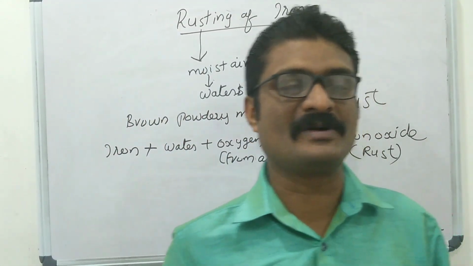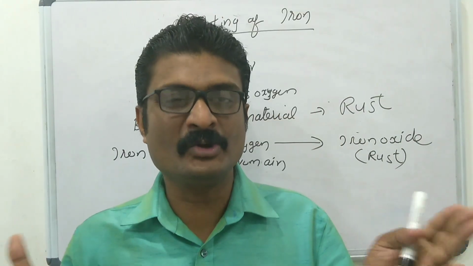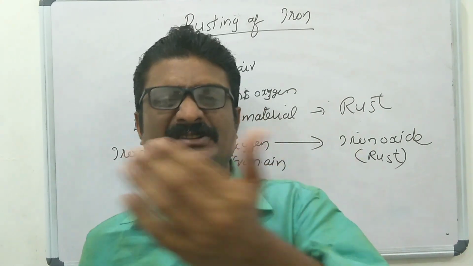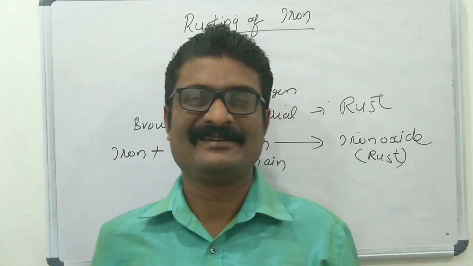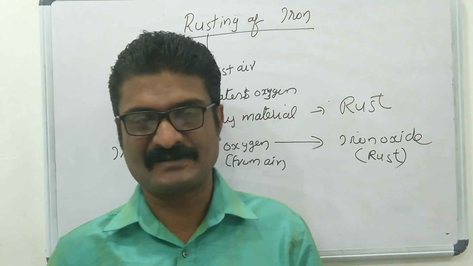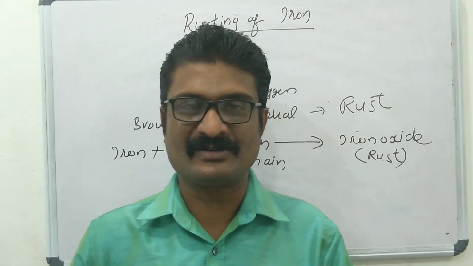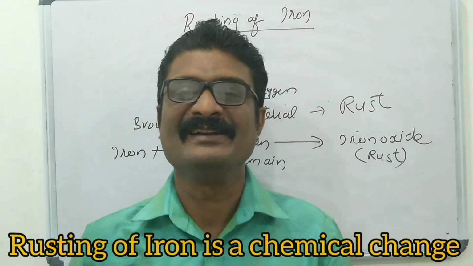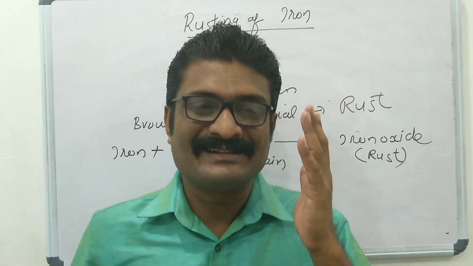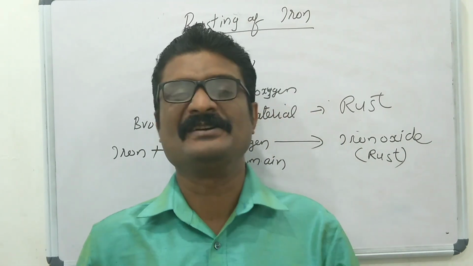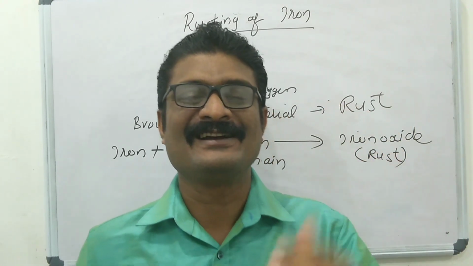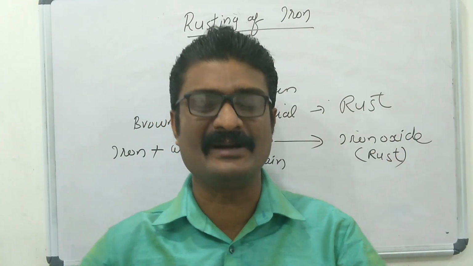Rust is formed. You know that rusting of iron is a chemical change, as you cannot get back iron from iron oxide. During rusting, a new substance, iron oxide, is formed. Hence we can say that rusting of iron is a chemical change. This process is also a slow change and quite undesirable.